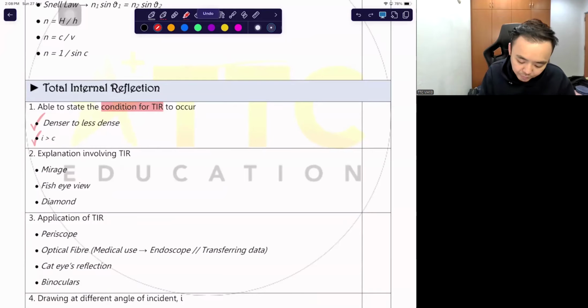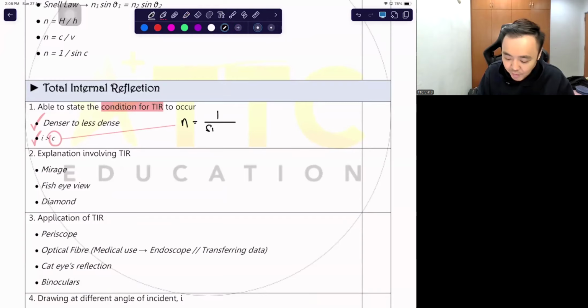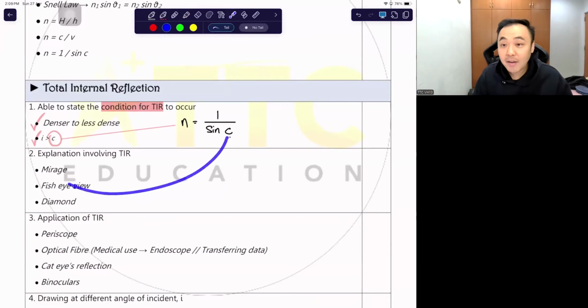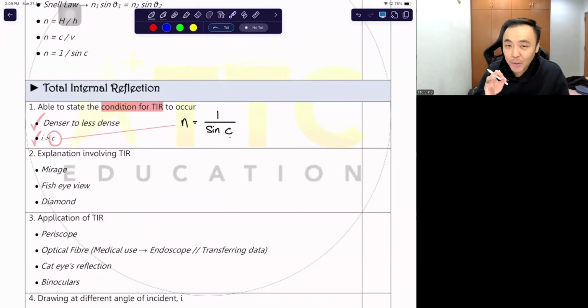So how do you calculate this critical angle? You are using the formula of refractive index, this one, 1 over sine C. Remember this formula, right? You substitute the refractive index inside, and then you calculate the C. Once you get the value for C, you compare it with your value for I, and you see whether the I value is more or less.